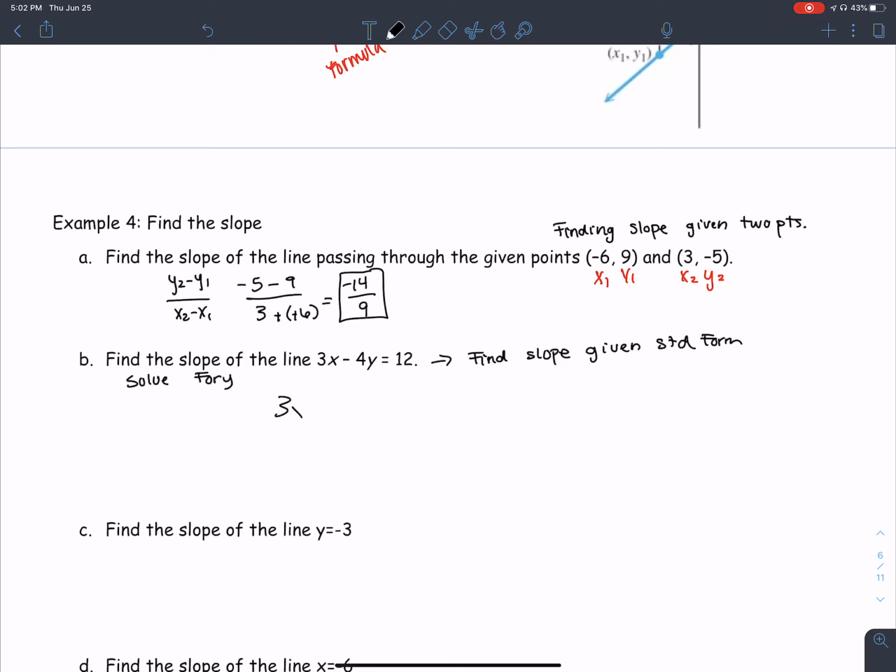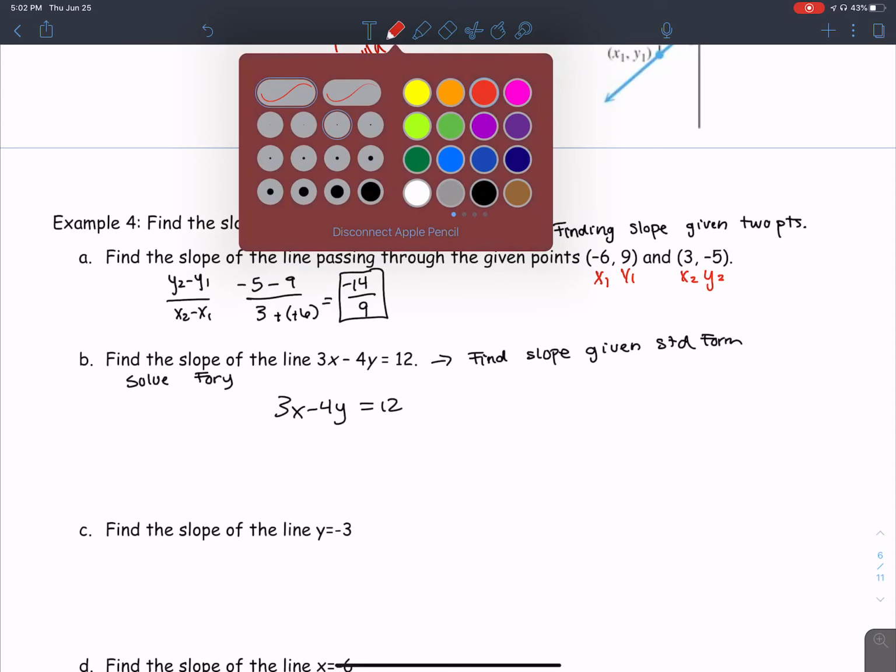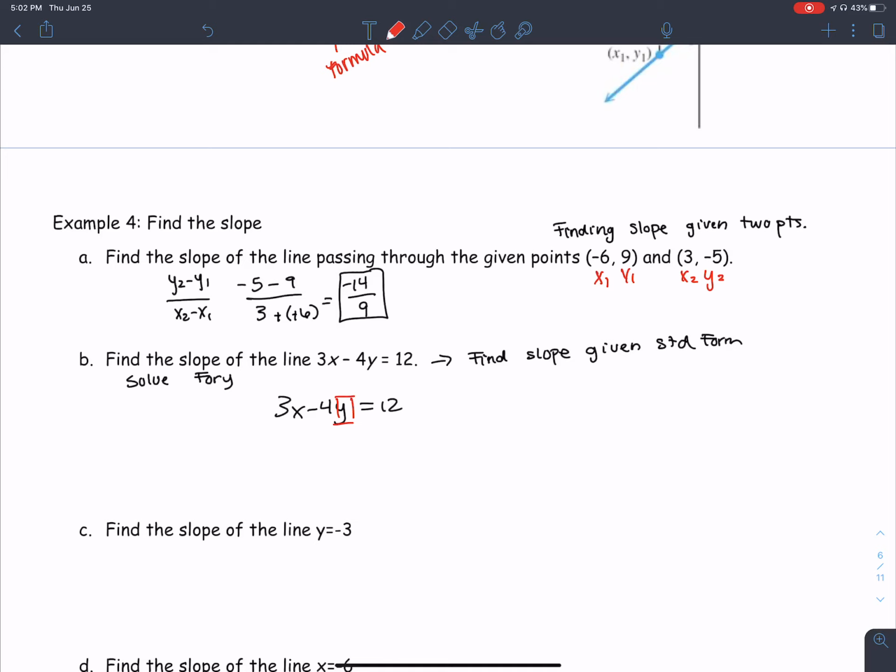To solve for y, I'm going to get everything away from the y. So I'm going to circle y here. I'm going to get everything away from y, so I'm going to subtract 3x from both sides. So I get -4y equals -3x plus 12. Divide everything by -4. And so I get y equals 3/4 x minus 3.